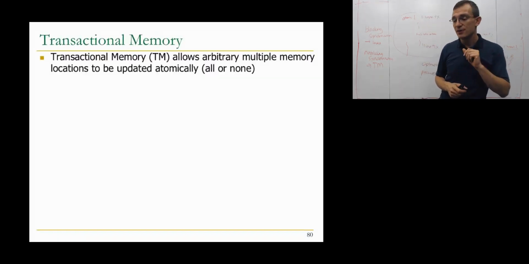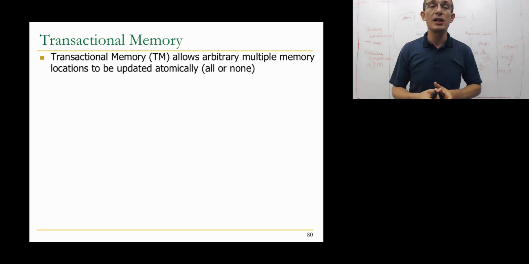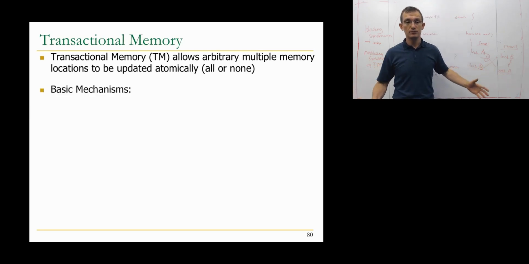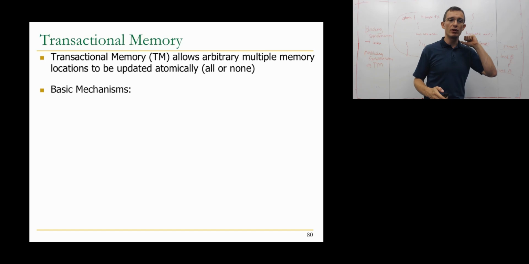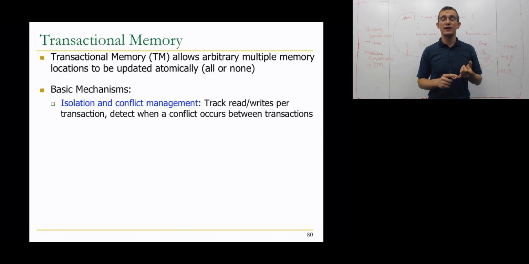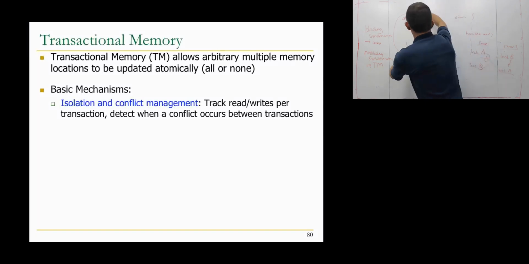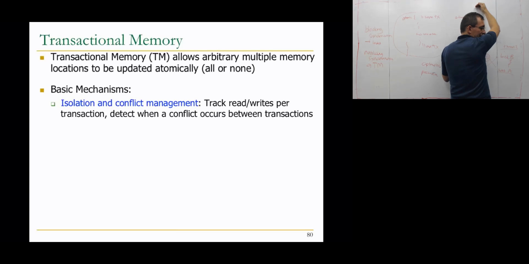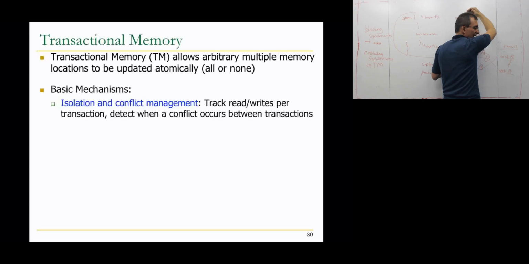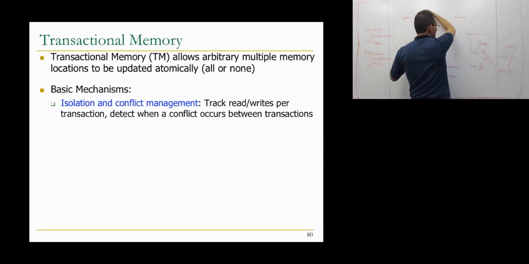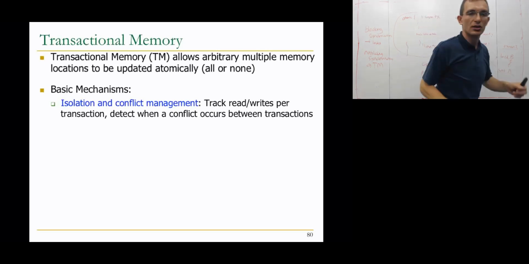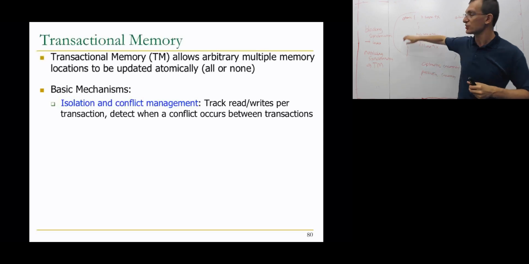So transactional memory, if you think about it, allows arbitrary multiple memory locations to be updated atomically in an all or none fashion. And there are several basic mechanisms which we've already covered actually, so I'm going to briefly go through these. One is you need to provide isolation and conflict management. You need to isolate these two transactions from each other. Right? Whenever this transaction is executing over here, this transaction should not see its state because this is not updating that state. And the other parts of the system should not see the updates, which means that you need to do buffering. Right? You need to track reads and writes per transaction.